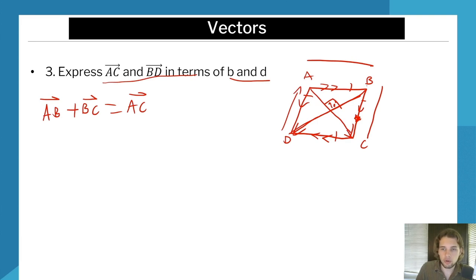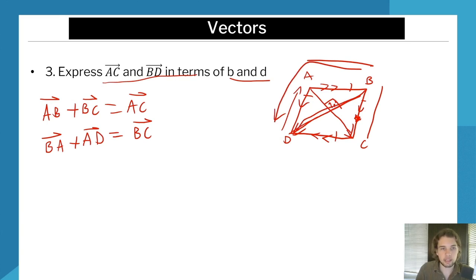Now we want to look at B to D. So we can put B to D in terms of B to A, and then plus A to D equals B to D. So that's going along this way and then down that way, and that finds our final vector there. So now that we're here, we can start making these two look more similar to each other so that we can work with them, cancel things out and such.